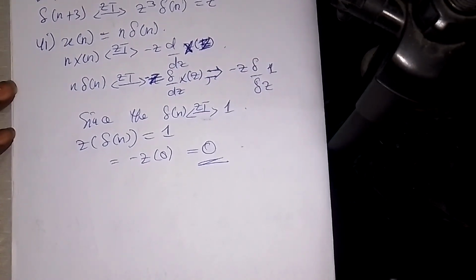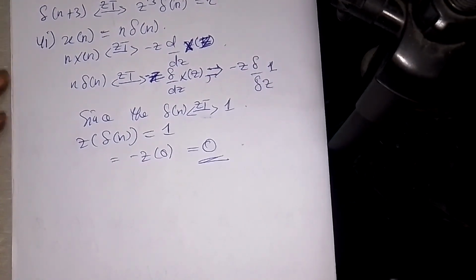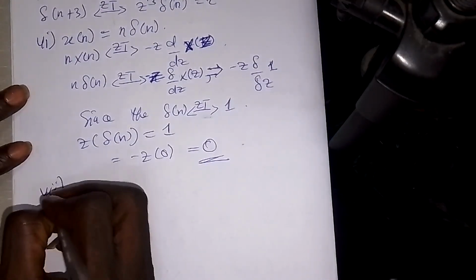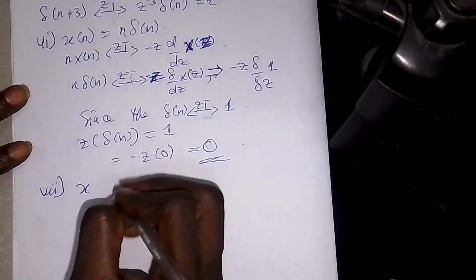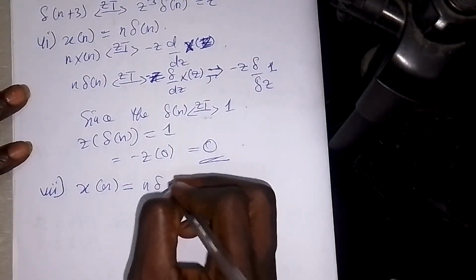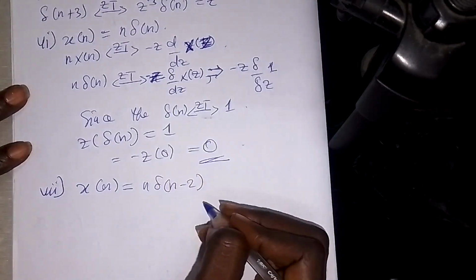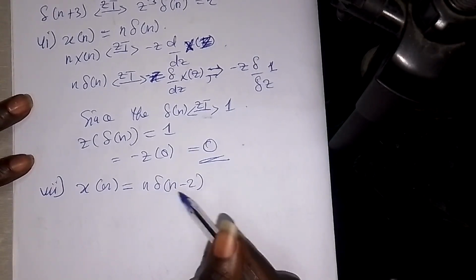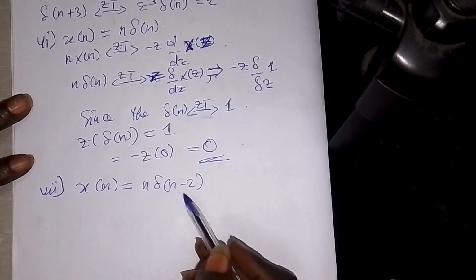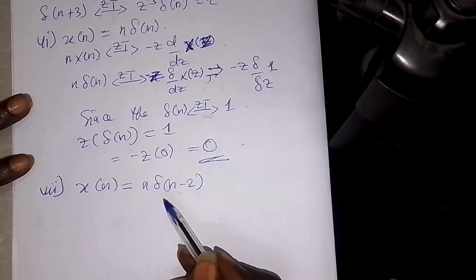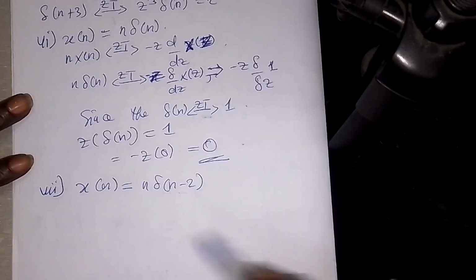Okay, so which other one have we got to solve? I think we have VII here. We have to solve for x of n, which is equal to n delta of n minus 2. Now this is a combination of two properties: time shifting and also differentiation in the z domain. These are two properties that we have to combine. Alright, so now let's see about them.